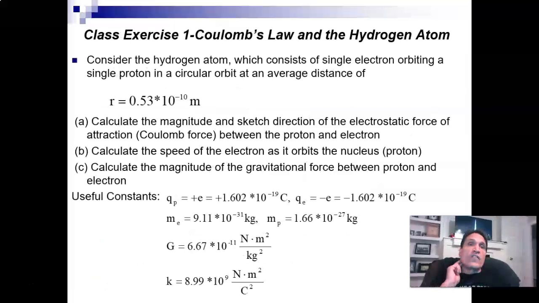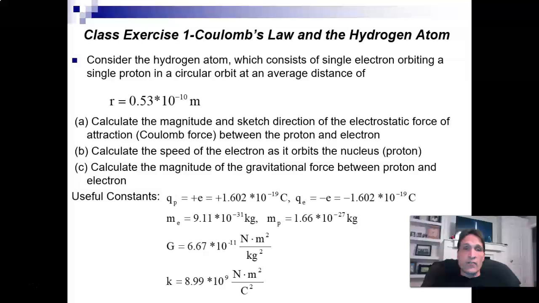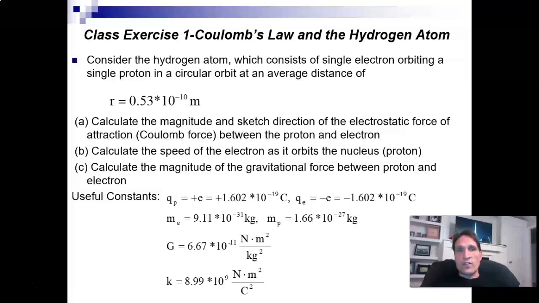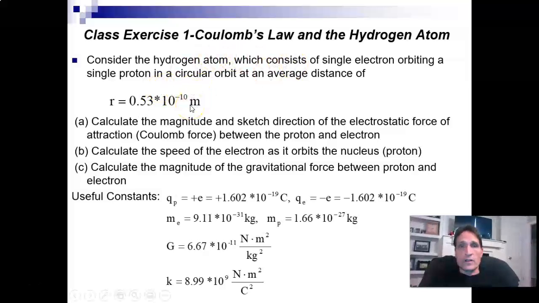Here's another example, and it's called a class exercise because I'm going to give you the answer, but you can calculate this on your own, and you should as test preparation. So let's consider a hydrogen atom. And the hydrogen atom is just a single electron orbiting a proton. And the average distance between the electron and the proton is about 0.53 angstroms, which is about 0.53 times 10 to the negative 10 meters.